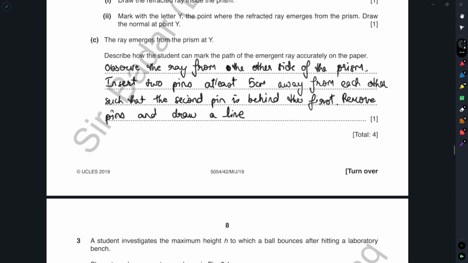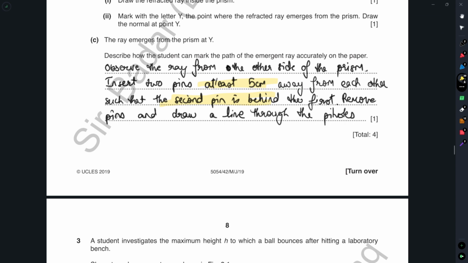So first you are going to insert pins. You're going to remove them. Insert pins how? They must be a certain distance away from each other. They must be right behind each other. And then you remove the pins and you connect the pinholes with a line. So draw a line through the pinholes. ठीक है. अब जाहिर सी बात है ये वाला पॉइंट जो है at least 5 centimeters away, not important. Place the second pin behind each other, not important.